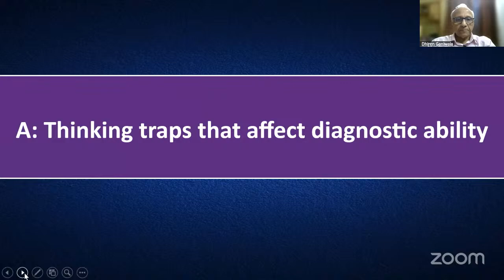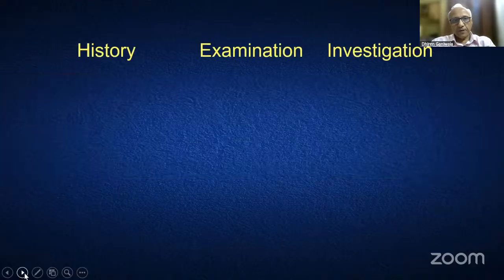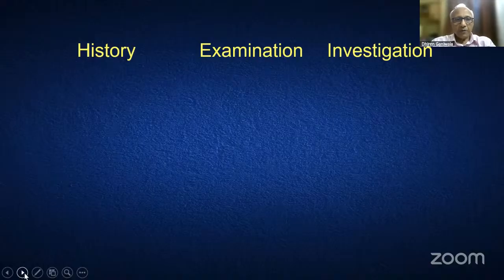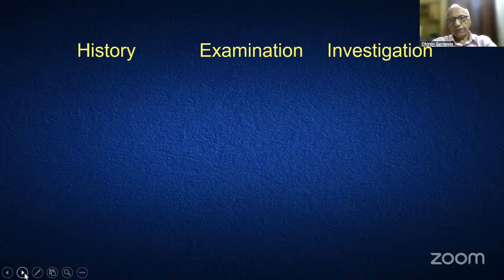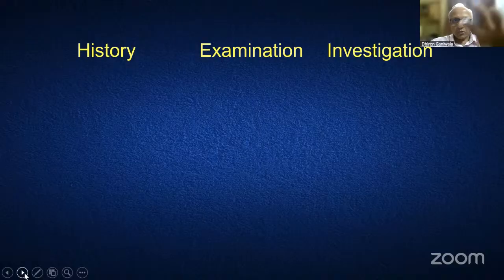So let's start with the thinking traps that affect diagnostic skill. Before we go into that, let's understand the process of diagnosis. We all know that we make a diagnosis based on information. There are three sources of information. The first is from the history. We try to gather information from the patient by asking questions. The second source of information is examination. We carry out a thorough clinical examination and then we gather some information. And the last, if we are not able to make a diagnosis based on the history and the examination findings, then we ask for investigation.